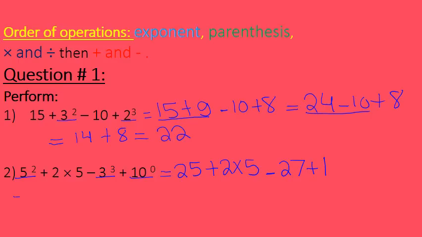Now tell me, Ala, which operations do we have in the new expression? Addition, multiplication, subtraction. Are they of the same power? Who's the strongest? So we start with the multiplication. We write 25 plus 2 times 5, which is 10, minus 27 plus 1. Now, from where do we start? From left.